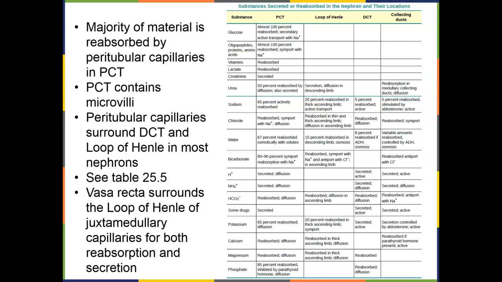from those peritubular capillaries. Surrounding the juxtamedullary nephron loop of Henle, we have a vasa recta. And so that's going to allow for reabsorption and secretion of materials from the loop of Henle and into the loop of Henle of those long juxtamedullary nephrons.